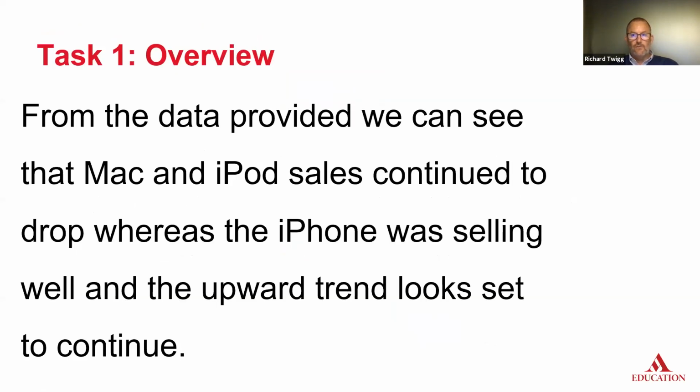What about the overview? So the point of the overview is it should give the examiner an idea of what the graph looks like without the examiner actually seeing the graph. It should be an overall statement, not looking at any specifics, just to get a general trend, general idea. So from the data provided, we can see that Mac and iPod sales continue to drop, whereas the iPhone was selling well, and the upward trend looks set to continue. So 2 are going down, 1's going up. Then afterwards, we can go into details, analyze, look and see when the drop started, when the rise started, etc., etc. But so we've got introduction, overview, the rest then flows on from there.